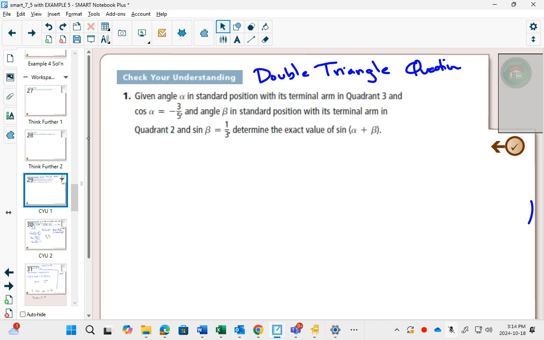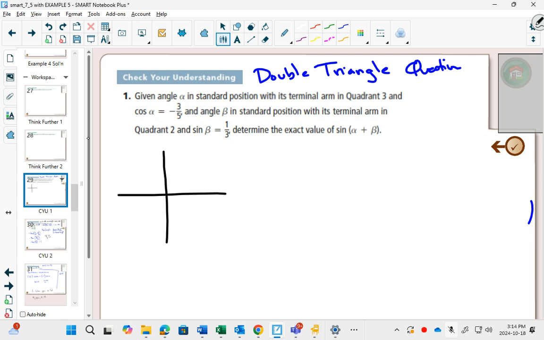Because if it's predictable and you study it and you know how to do it, it comes up on the test, and you're like, yay, 3 marks, because it's not that hard. So this is how double triangle questions work. First, they give you information about one angle, alpha, so you draw that.